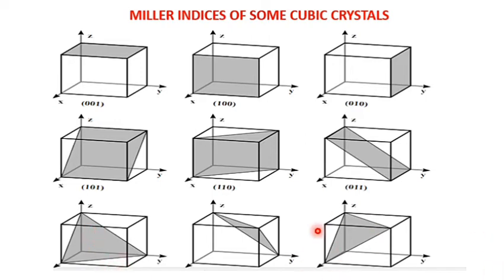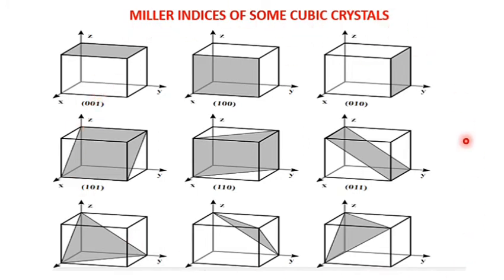You see this diagram now. The X intercept is there, the Z intercept is there, but no Y intercept. What is the plane? It is 1, 0, 1. This is also 1, 0, 1. This is also 1, 0, 1. You understand now? Okay. So these are some Miller indices of some cubic crystals.